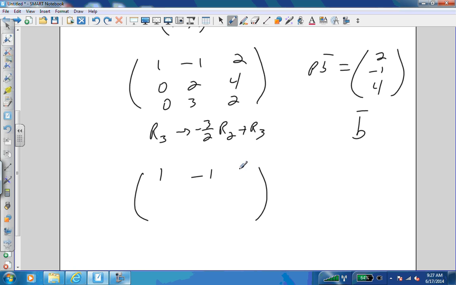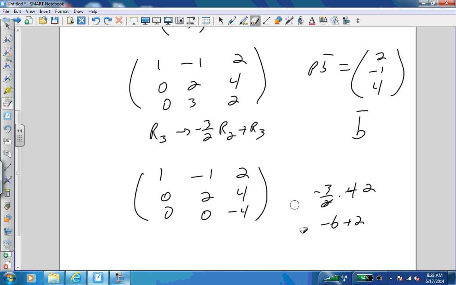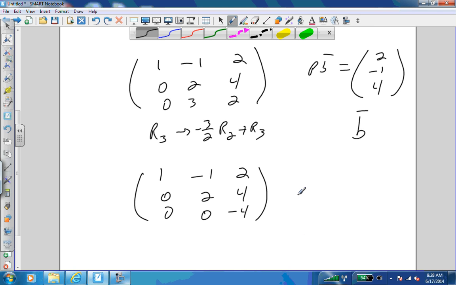Go ahead and write the first row, it doesn't change. The second row we're not changing. The third row we're taking negative 3 halves times this plus that. Negative 3 halves times 2 is negative 3 plus 3. The negative 3 halves times 4, the 2 and the 4 reduce, so that gives us negative 6 plus the third row, so that gives us negative 4. So that's our upper.